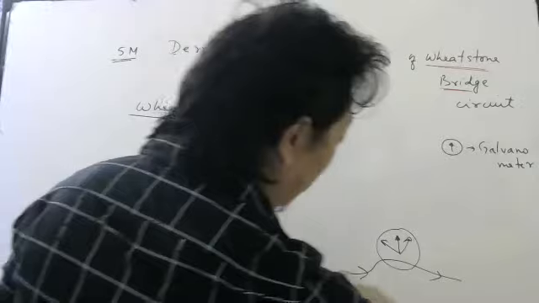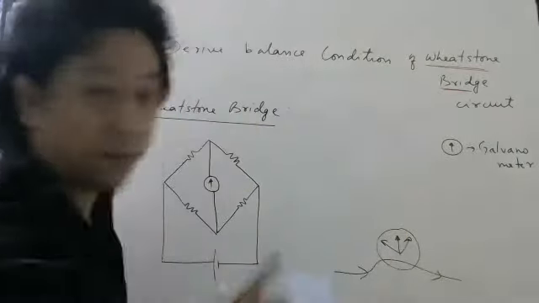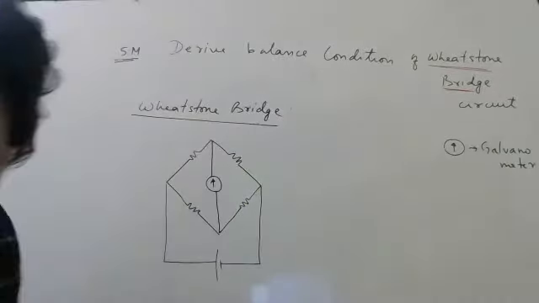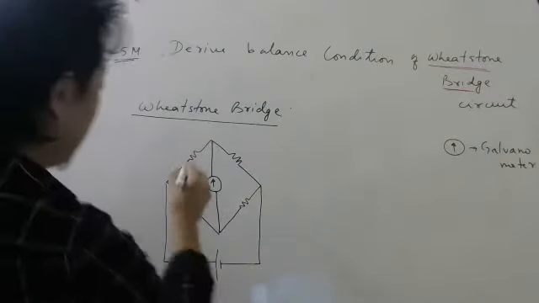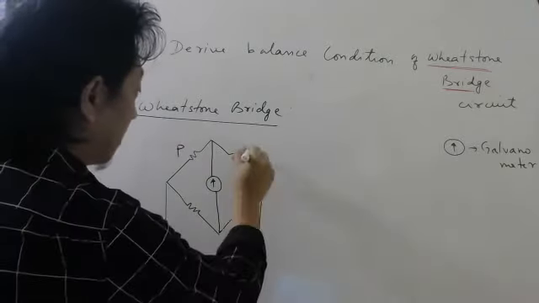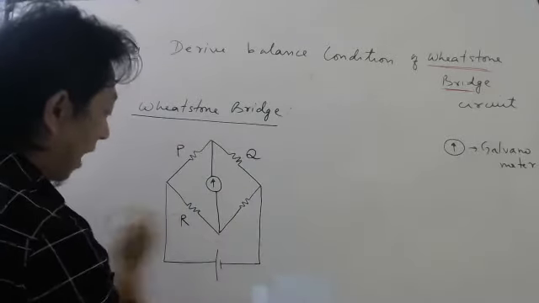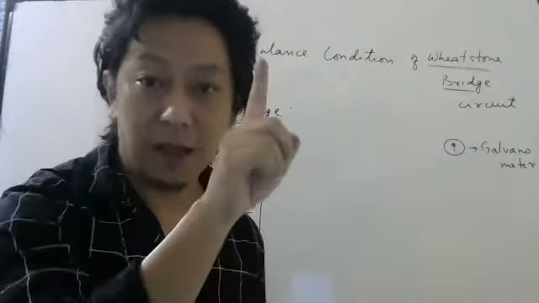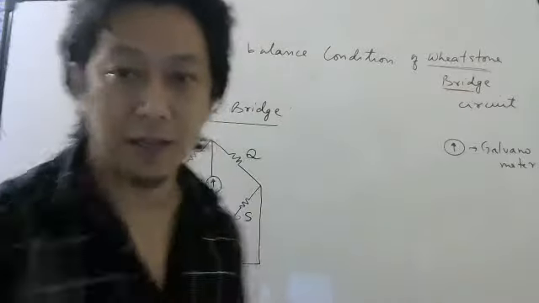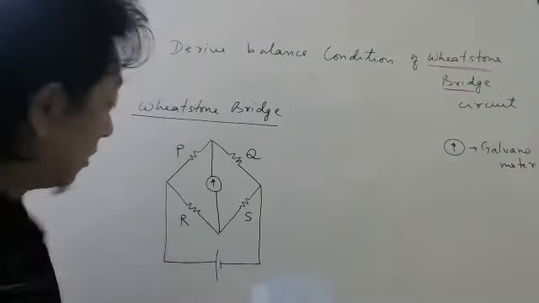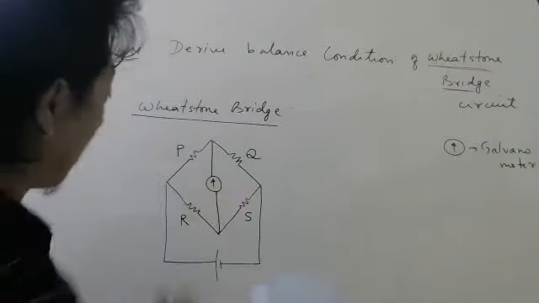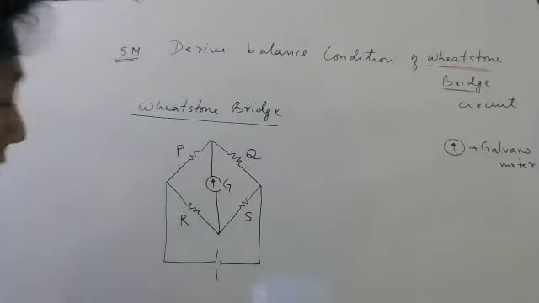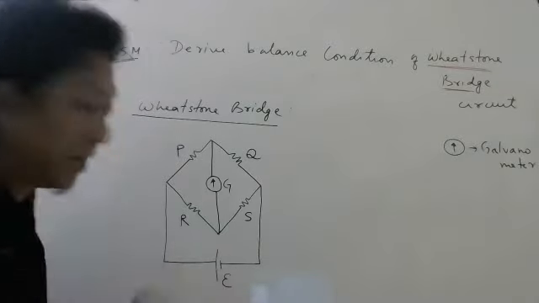So remember, when no current flows, the galvanometer's needle will be at the middle. Okay, so what we have to do is first we have to name the resistances. So this resistance I will write P, this resistance I will write Q, this I will write R, this I will write S. That order is important, okay? P, Q, R, S. This is the way we will name the resistance, and this galvanometer also will have some resistance. We will call it capital G. This battery may have some EMF, E let us say.